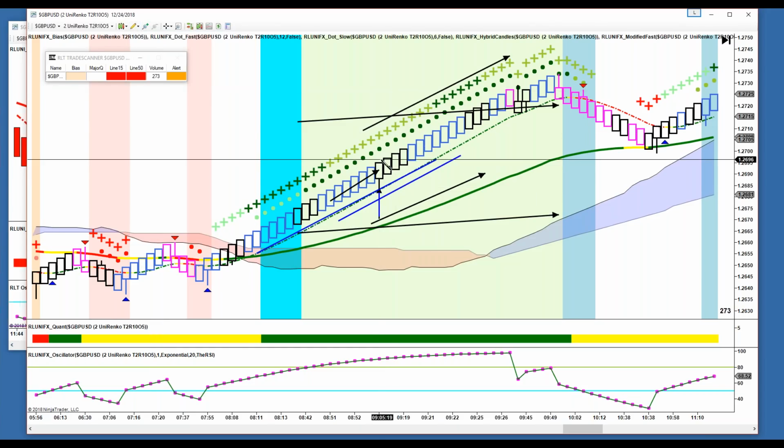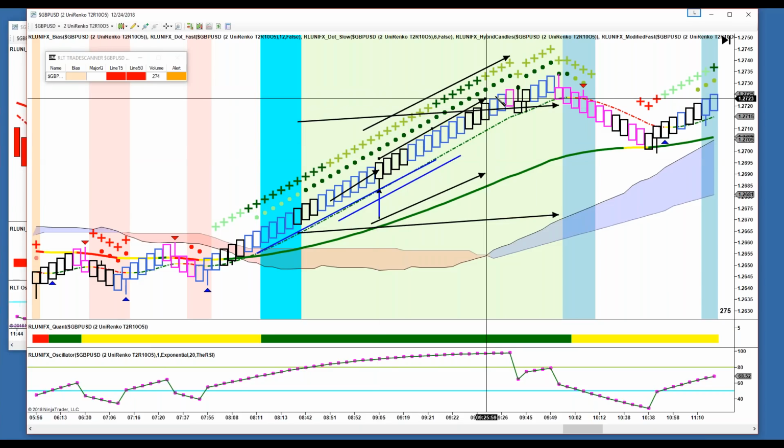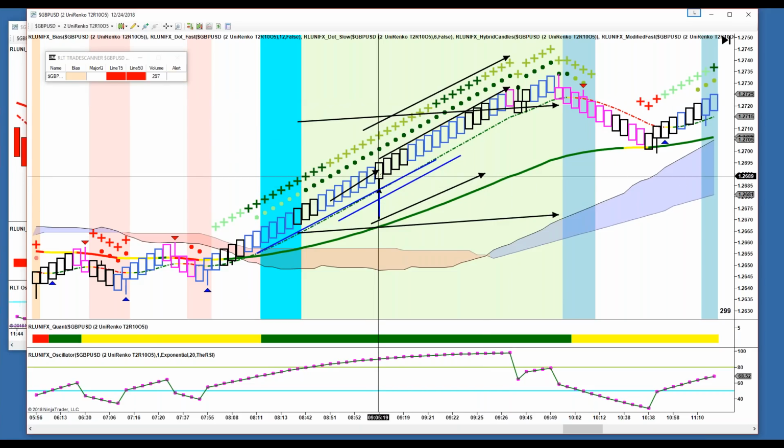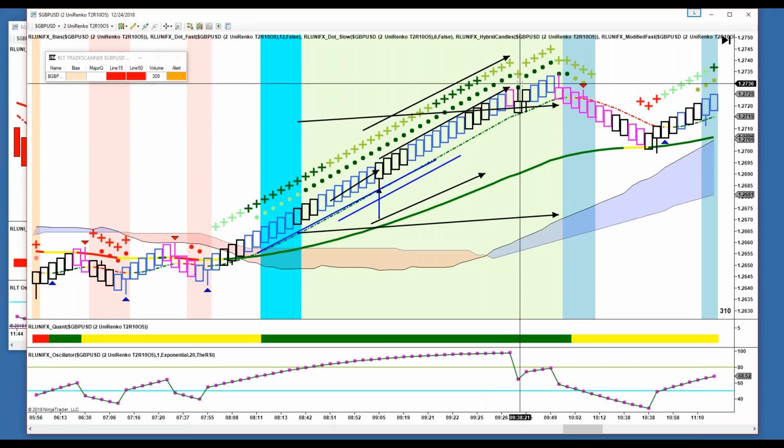And so the market moves up with two forces. One, the addition of new buyers, and two, the fact that all of the sellers that created this wick are going to get stopped out as the move rises. And this is the key color.